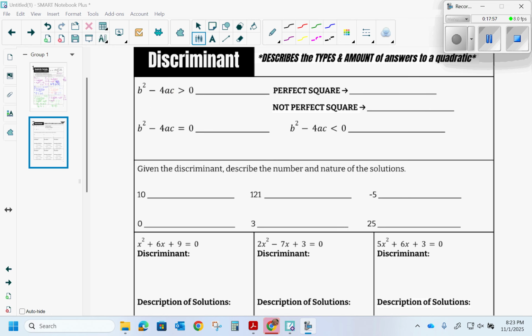And what that expression tells us is what type of solutions there are and how many. So when you calculate the discriminant and it is greater than 0, meaning it's positive, there are two real solutions.